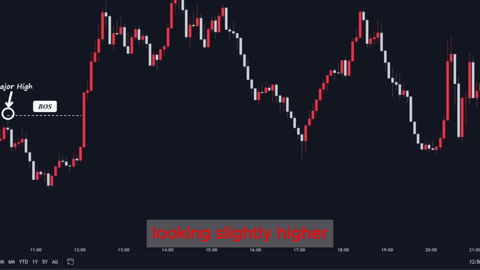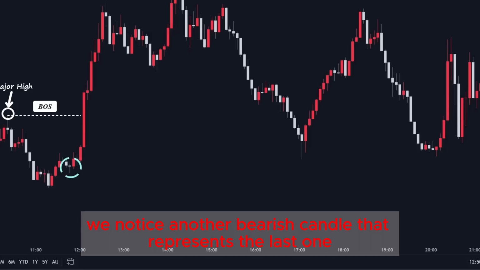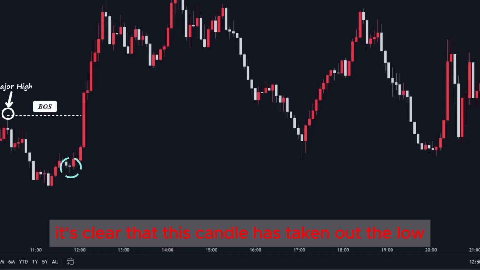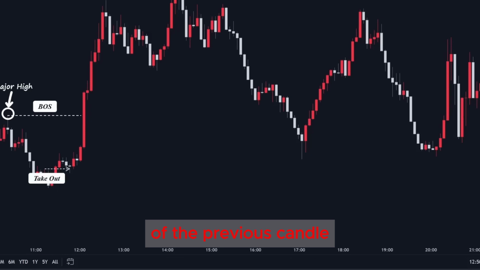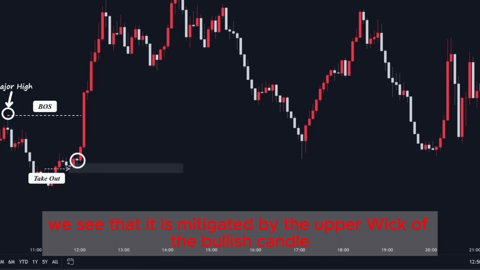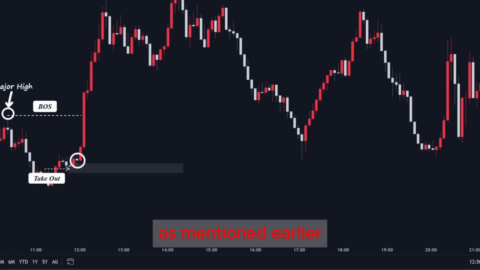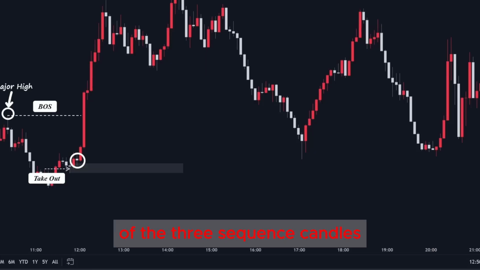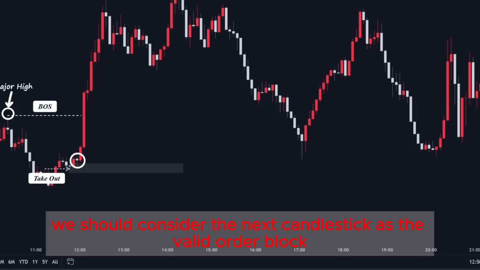Looking slightly higher, we notice another bearish candle that represents the last one before the price began a significant upward push. It's clear that this candle has taken out the low of the previous candle. Upon highlighting it, we see that it is mitigated by the upper wick of the bullish candle. As mentioned earlier, if our identified order block is mitigated by the last candle of the three sequence candles, we should consider the next candlestick as the valid order block. Therefore, this candle serves as our valid order block.